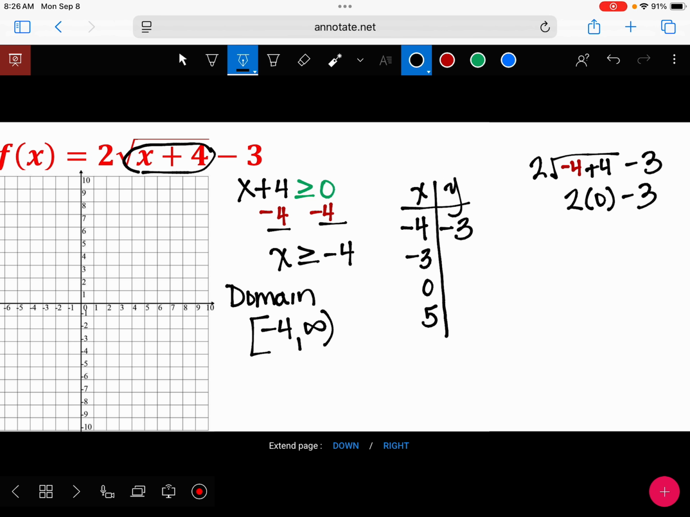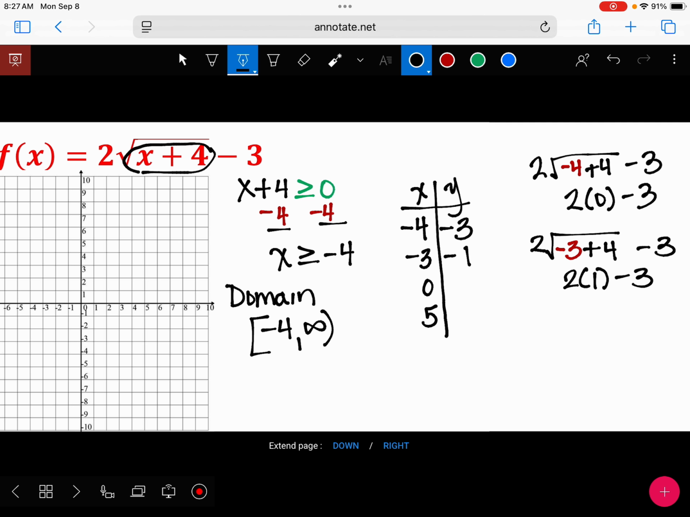And then my next one, I'm going to put in a -3. Okay. What is 4 minus 3? 4. So -3 plus 4 is the same as 4 minus 3. What's 4 minus 3? 1. What's the square root of 1? 1. So what we really have here is just 2 times 1 minus 3, which is a -1. Thank you. My brain shut down a little bit.